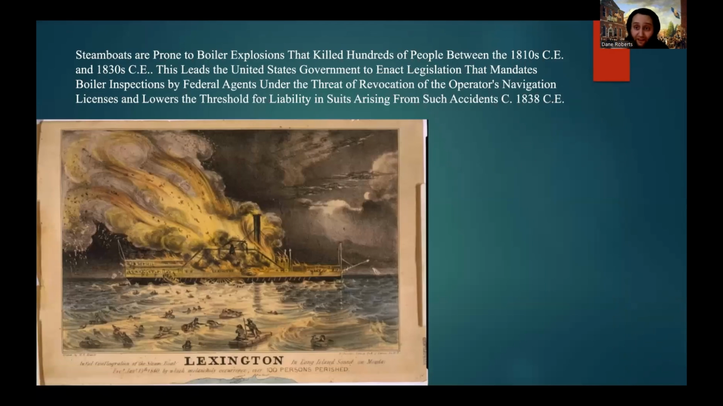Also, as a result of this increase of construction and use of steamboats for transportation, steamboats would become prone to boiler explosions that killed hundreds of people between the 1810s CE and the 1830s CE, which would lead the United States government to enact legislation that mandated boiler inspections by federal agents under the threat of revocation of the operator's navigational licenses and would lower the thresholds for liabilities in suits arising from such accidents, with this legislation being passed in 1838 CE.